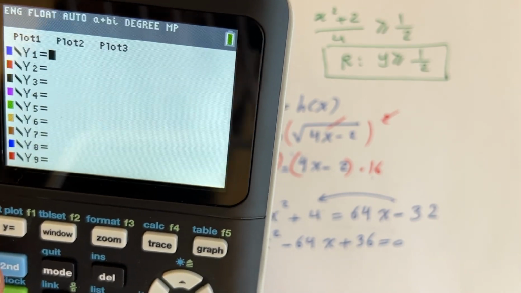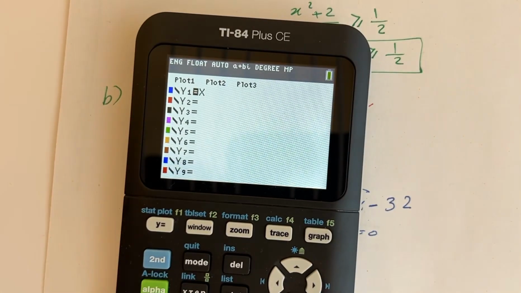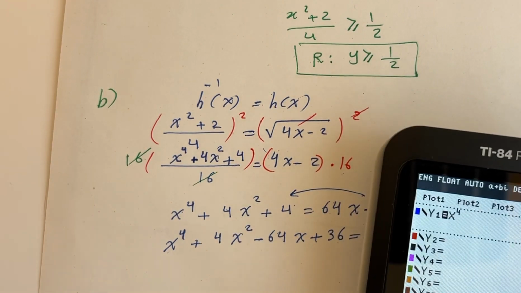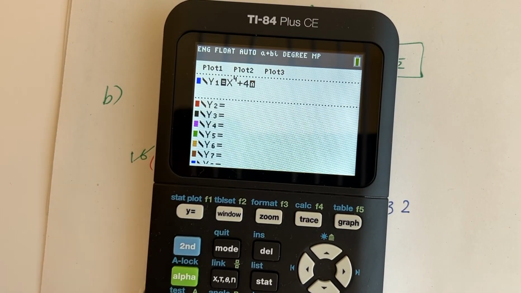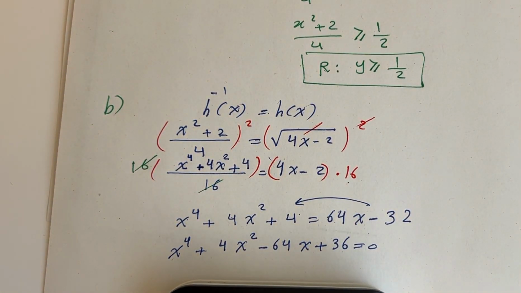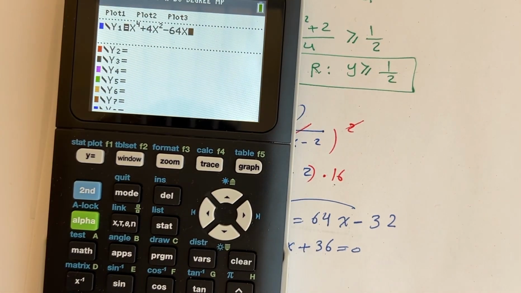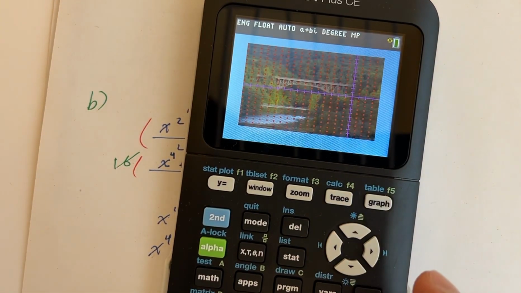x power 4, so I need to find x here. x power 4 minus 6 plus 4x squared minus 64x plus 36. So I have to graph it.